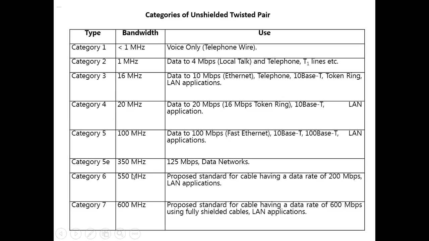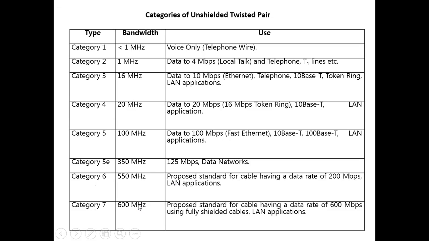The capacity of that wire is increased up to 350 megahertz and hence 125 Mbps data networks in special types of applications normally they use. Category 6 wire supports up to 550 megahertz bandwidth and it is a proposed standard for cable having a data rate of 200 Mbps LAN application.